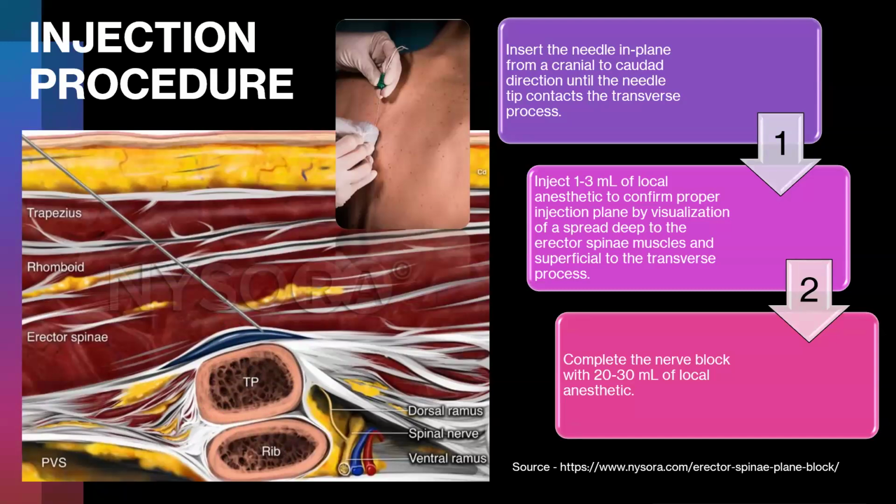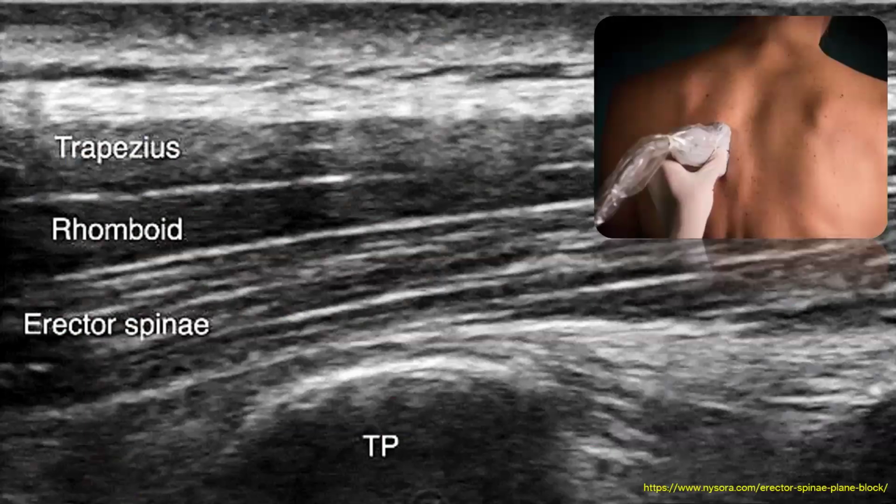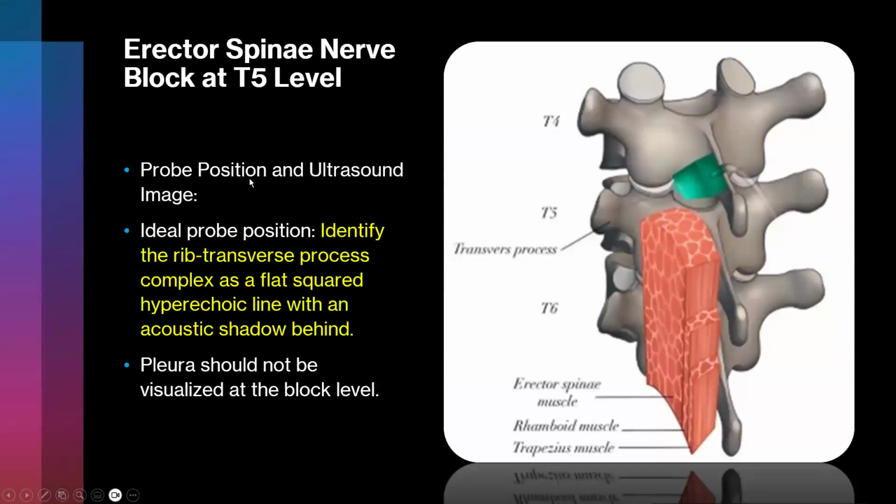of the local anesthetic. Okay, and once this is the picture, and here we have to put the needle deep to the trapezius, rhomboid, and crossing the erector spinae muscle. And probe position, usually the probe position we already know, it is the longitudinal probe position, and so that rib can be seen as a transverse section, and it is a flat squared hypoechoic line with the acoustic shadow behind, and pleura should not be visualized at the block level.